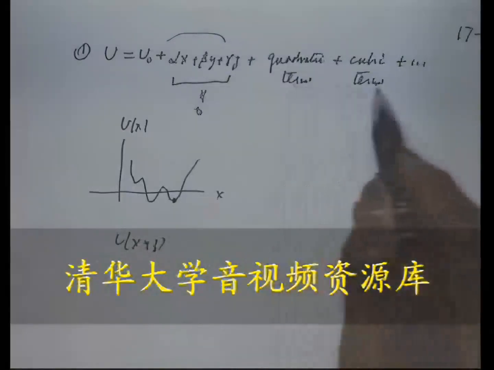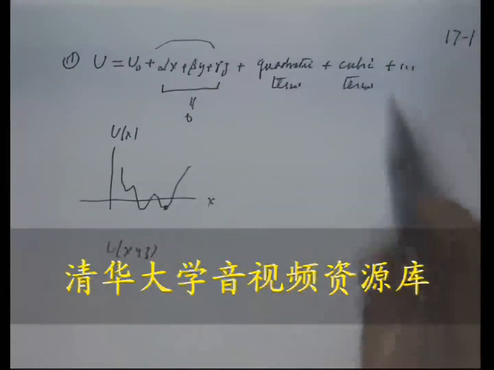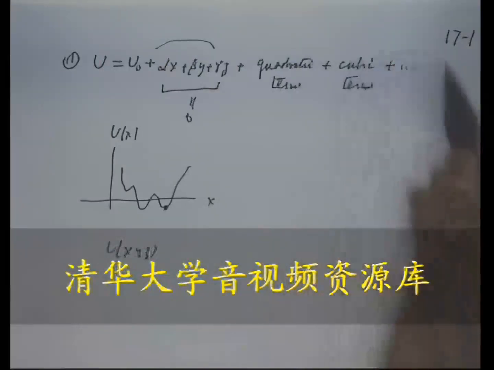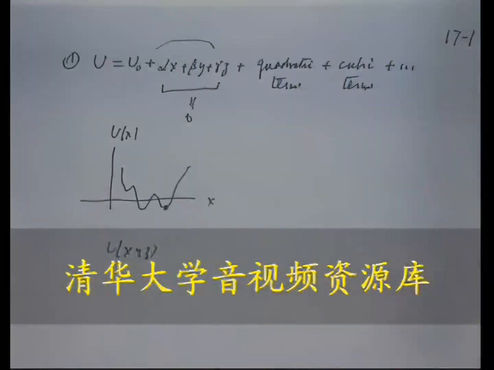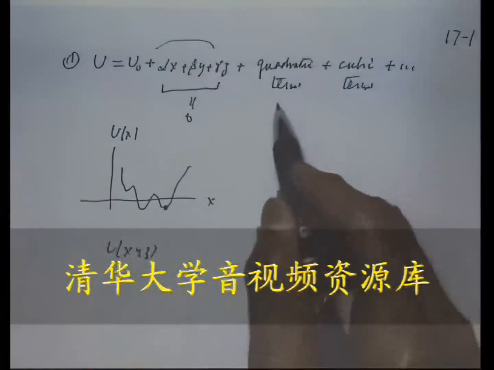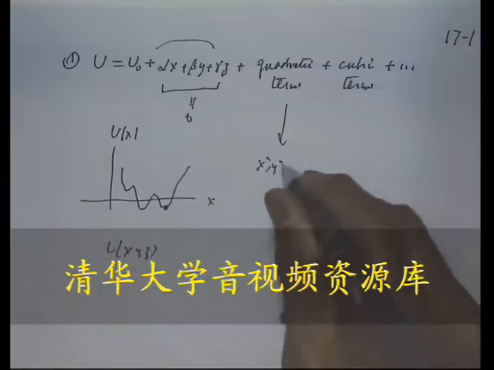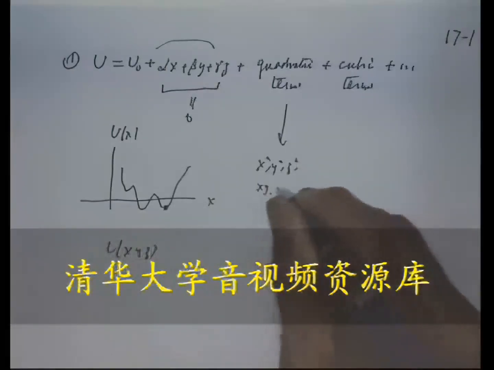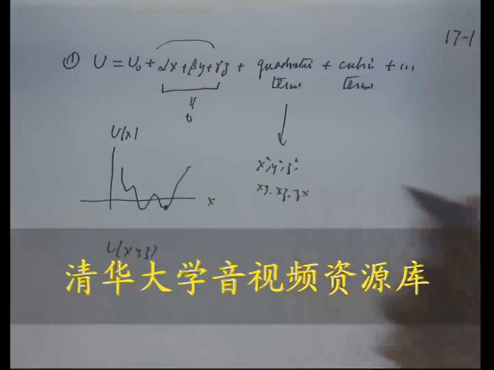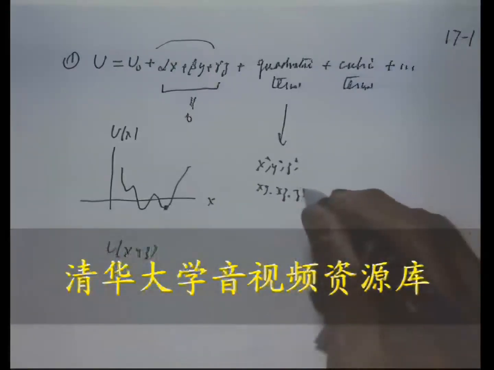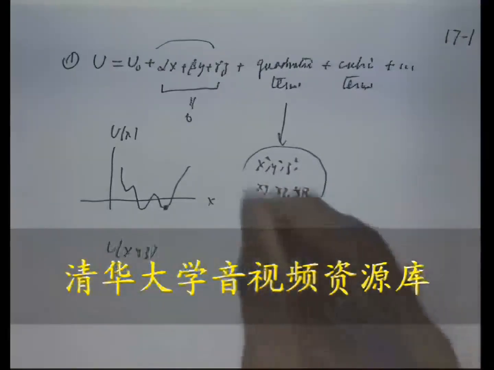These are called the second order terms. These are called third order terms. The second order terms and third order terms for small vibrations are all very small. For example, suppose x, y, z are all of the order of 1%. Then the quadratic term, what are the quadratic terms? That x squared, y squared, z squared, xy, xz, yz. There are 6 quadratic terms.